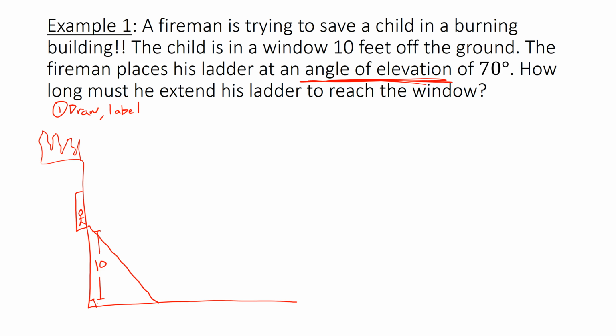But where is this 70 degrees? That's what I need to think about. What's the angle of elevation? And remember, I said the angle of elevation always comes off a horizontal line. So here's the angle of elevation, this 70 degrees. And it's asking how long must he extend his ladder. Well, here's his ladder. So I need to figure out how long this ladder has to be to reach the window. So there's my x. Let's take a look at the right triangle we have now. We know that one side is 10. We know what my angle is, and I'm trying to find the hypotenuse.